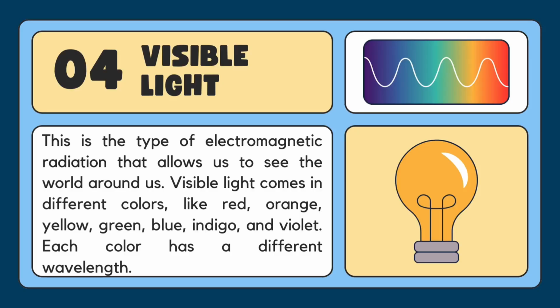Next region is the visible light. This is the type of electromagnetic radiation that allows us to see the world around us. Visible light comes in different colors like red, orange, yellow, green, blue, indigo, and violet. Each color has a different wavelength. So when we say visible light, it is the portion of the electromagnetic spectrum that can be detected by the human eye. It includes all the colors that we can see, which correspond to different wavelengths.